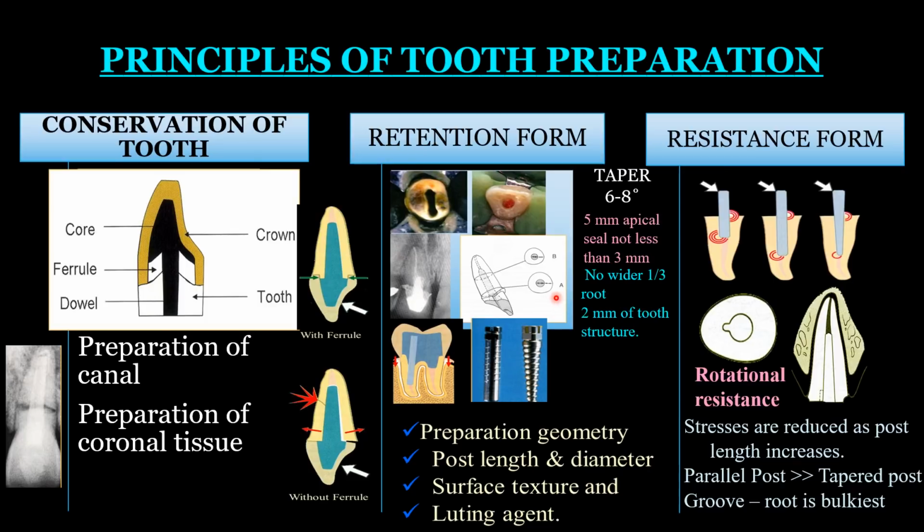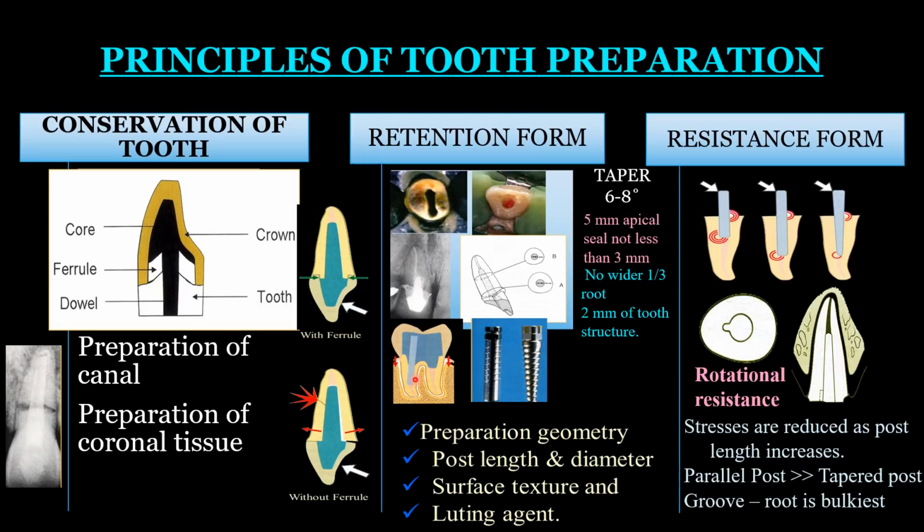Post should not be wider than 1/3 of the diameter of the root, or a minimum of 2 millimeter of tooth structure should be present around it. In the posterior teeth, we know there are curved and narrow canals. So the longer posts are not advocated in the posteriors. Wider canal is selected for the major post.